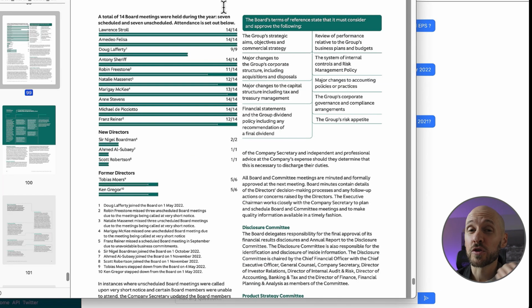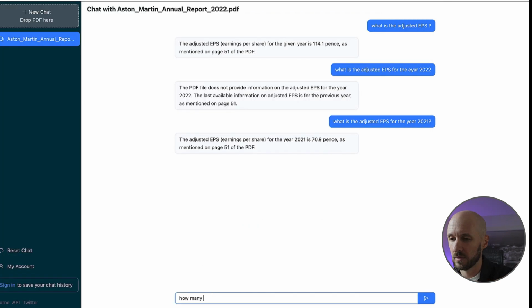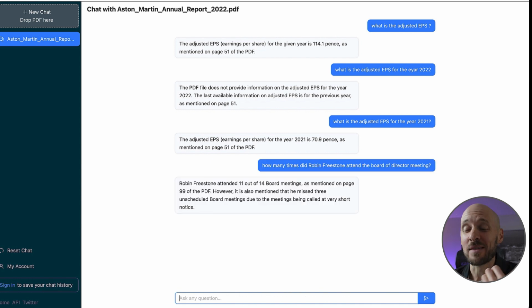Another example I'm curious about is the attendance to the board meetings for different people. And here I find it might be hard for a tool to actually understand this data. And this is where I would like to test it. So let's take Robin Freestone, who attended the meeting 11 times out of 14, and let's see if ChatPDF is able to find the answer. And it did, which is pretty impressive.